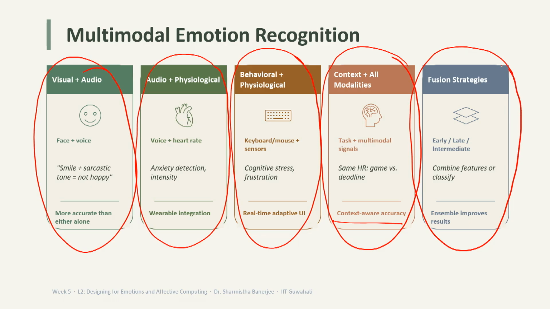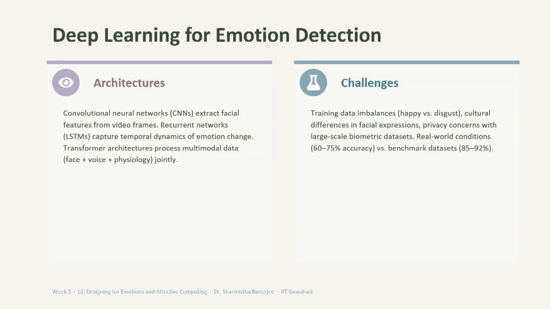Then come fusion strategies. There we will look at early, late or intermediate. How can I combine the different features, because all these technologies that I spoke about are at different levels of maturity. So I can combine them to improve the results. Deep learning for emotion detection is being worked upon, and different kinds of architectures are developed. However, there are challenges. One challenge is training data imbalances, happy versus disgust, or something similar which produce similar kinds of physiological reactions. Then cultural differences also result in different kinds of facial expressions and different intensity of expressions.